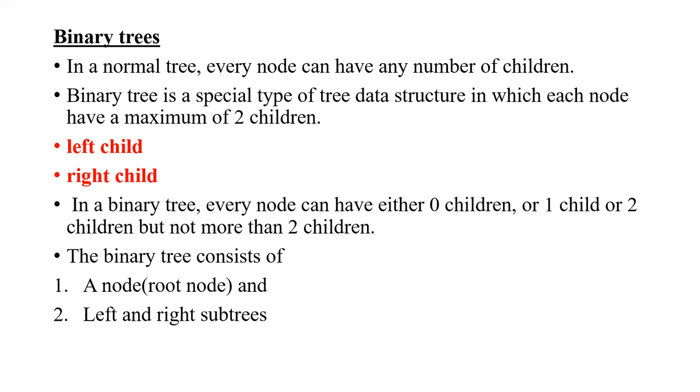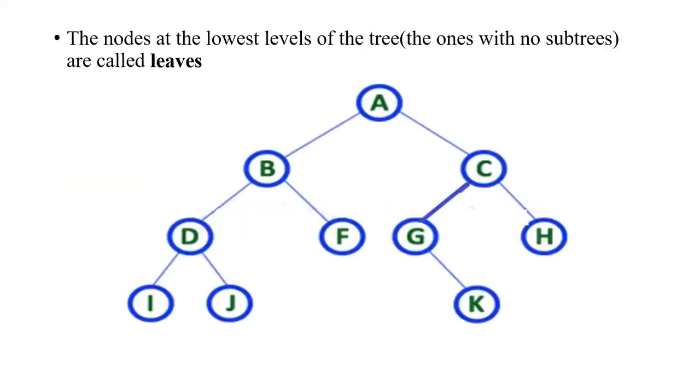In a normal tree, every node can have any number of children. Binary tree is a special type of tree data structure in which each node can have a maximum of 2 children, that is left child and right child. In a binary tree, every node can have either 0 children or 1 child or 2 children, but not more than 2 children. A binary tree consists of a root node, and left and right subtrees.